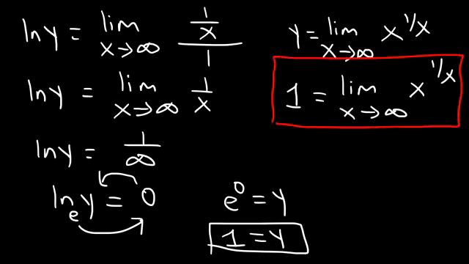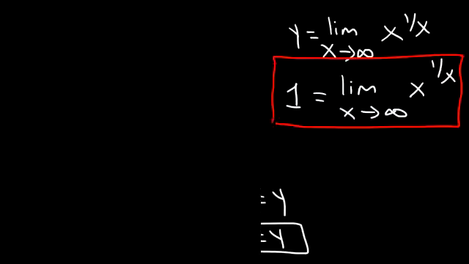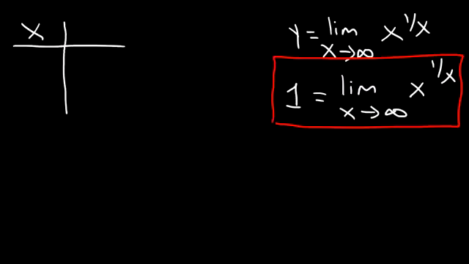Now let's check the work. Let's see if we indeed have the right answer. So let's make a table, and let's plug in some values. So let's pick a large number. Let's start with 10. So 10 raised to the 1 over 10, as a decimal, that's about 1.2589. So it's relatively close to 1.